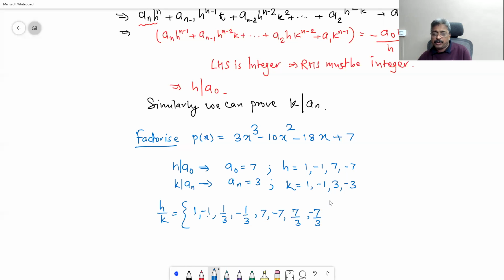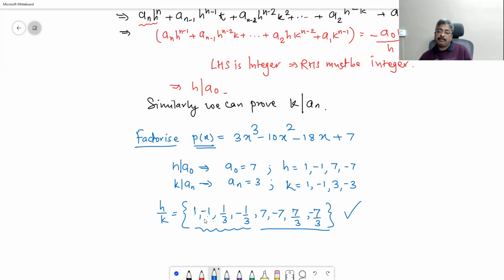Again, I need not have to permute. So practically, if you try these 8 numbers, and if the given expression has got a rational root, then one of them will definitely work. And if none of them work, then P of x will not have rational roots. That is the application of this theorem.